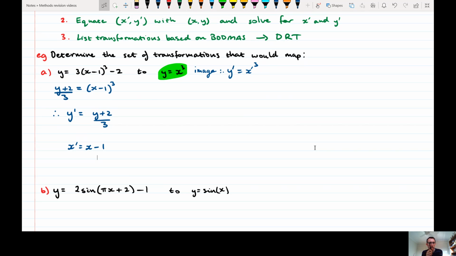So what would have mapped y equals 3, x minus 1 cubed minus 2 to this thing? Well, we think, hang on, I had to add 2, there's no -2 there, so that 2 has been added, and I must have divided by 3 at some stage because that's gone too. All right, so you can see they're gone. But when we describe it, we like to describe them in terms of dilations, reflections, translations. So to do that accurately, you need to write 1/3 y plus 2/3, and because you always describe in BODMAS.